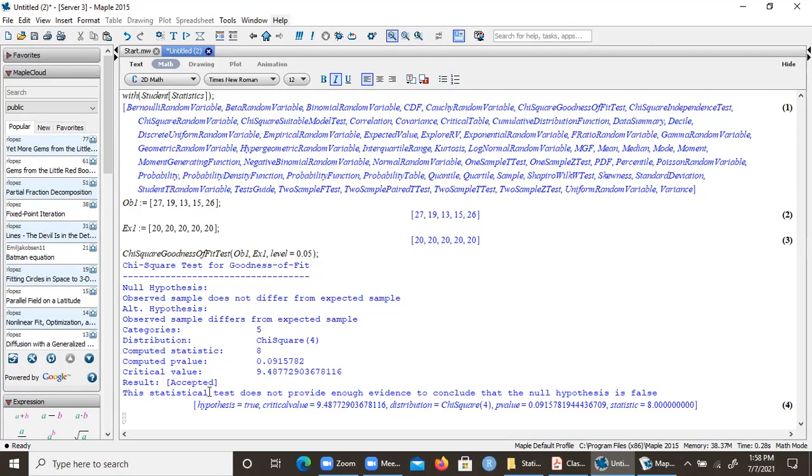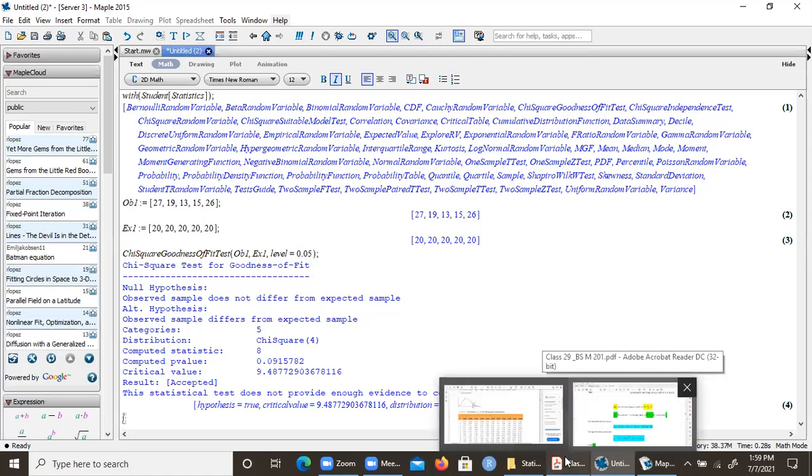And the result, the outcome of the experiment, is that the null hypothesis has been accepted. So you see, by using this mathematical software, very well you can calculate the chi-square goodness of fit test. Okay, let us go back to the problem.